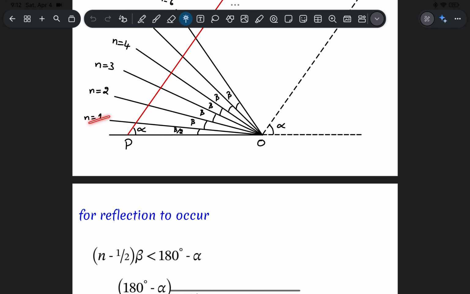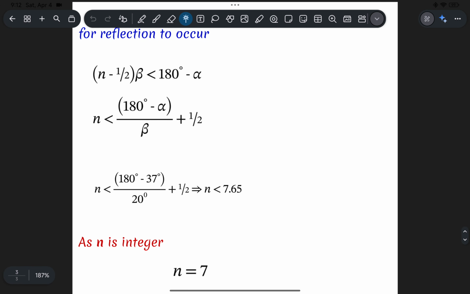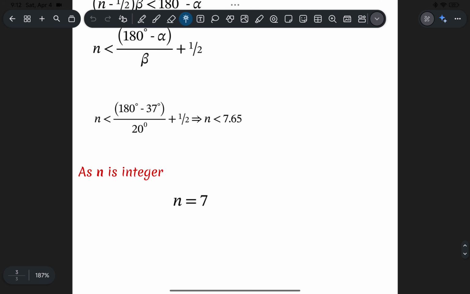You can substitute n equal to 1, you'll get beta by 2. N equal to 2, you'll get 3 beta by 2, which is the sum of these two. N equal to 3, you'll get 2 beta plus beta by 2. That's what we have written here. So I got n is less than (180 minus alpha) by beta plus 1 by 2 just by rearrangement. Next, I am substituting the alpha and beta values given in the question. So I got n is less than 7.65. Now we know that n must be an integer because the number of reflections cannot have a decimal part. So the total number of reflections possible is 7. Okay, I hope you enjoyed the solution.